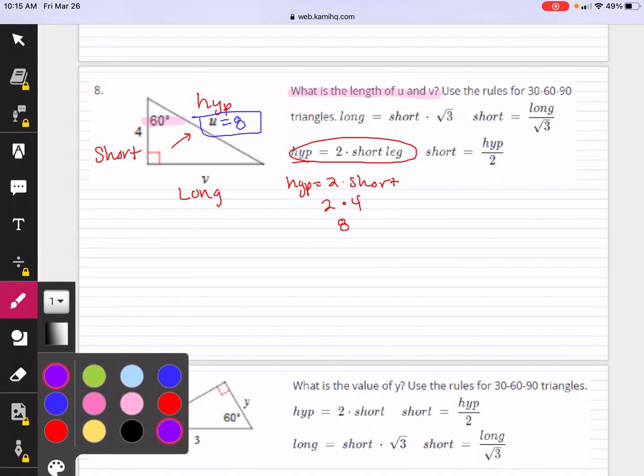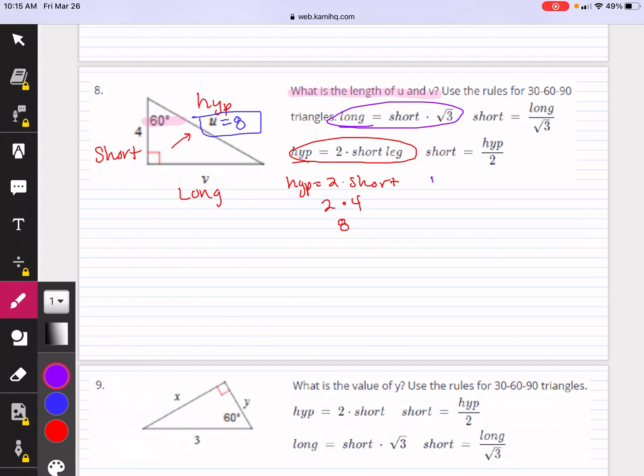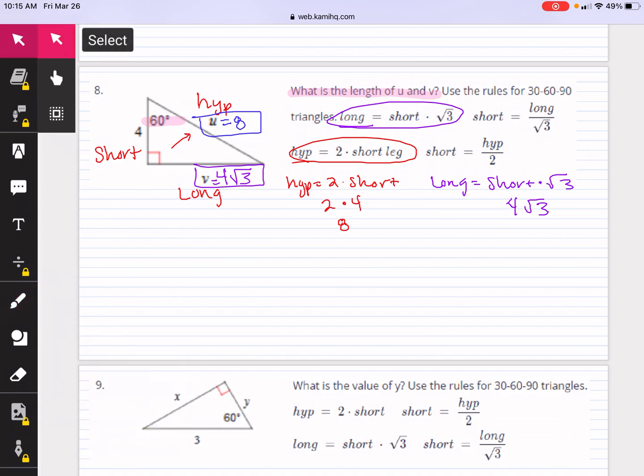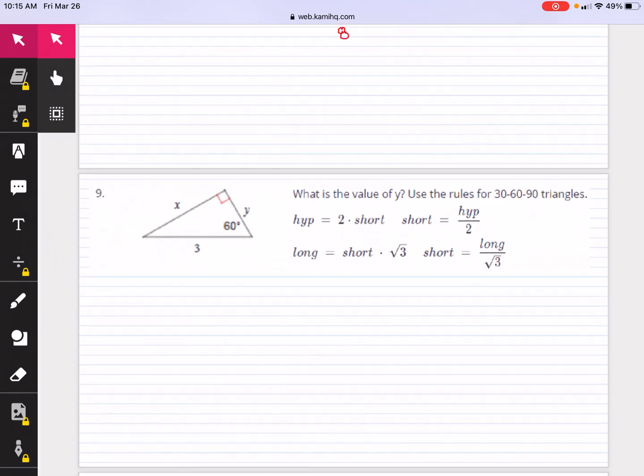Next, I'm going to find my long leg. The formula for long leg is short leg times square root of 3. And our short leg was 4. So our answer for the long leg is going to be 4 square root of 3. So when you know the short leg, it's really simple. You just plug it into those formulas.